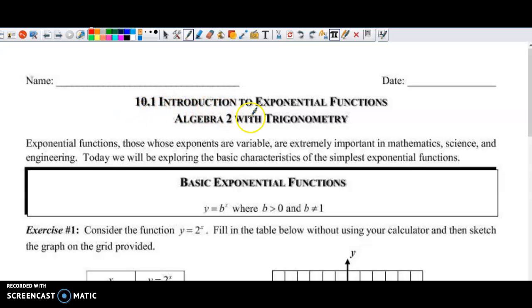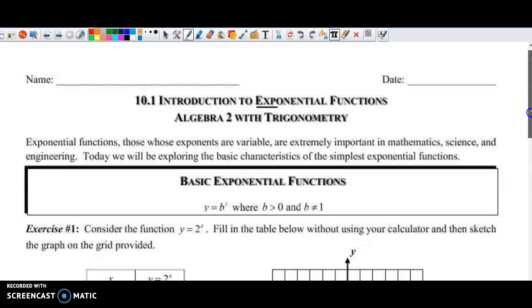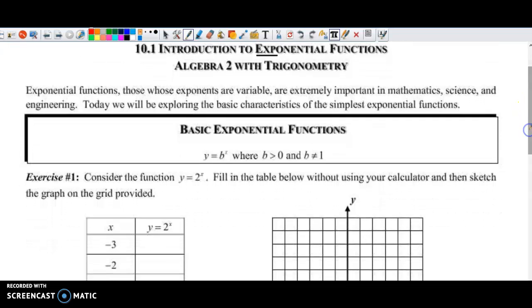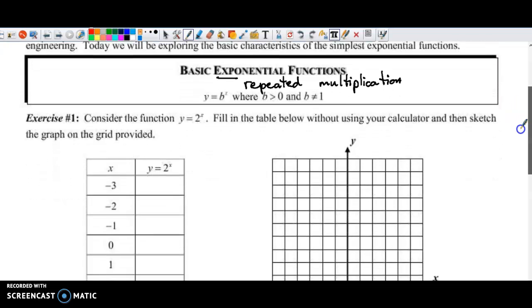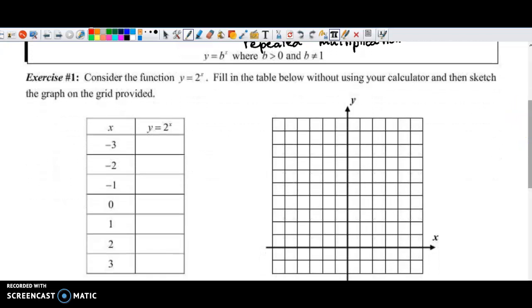Hey, Algebra 2, we're going to jump ahead. I'm doing this to jump ahead to exponential functions. And hopefully you're sort of familiar with exponentials in the sense that exponential means repeated multiplication. So I'm hoping that you have some sort of exposure to that. We've definitely done squared numbers. We've even talked a little bit about cubed and such.